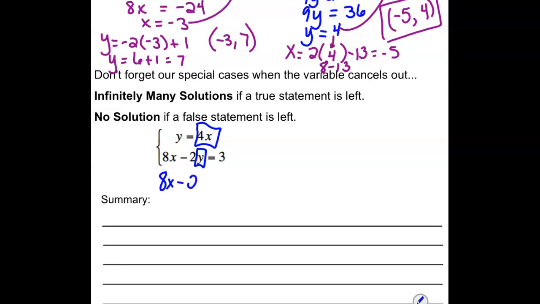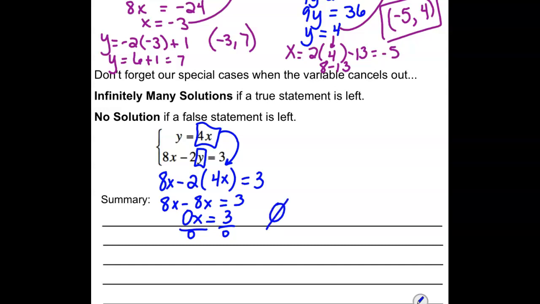We have 8x minus 2 times what I'm dumping in equals 3. We're plugging in a 4x. And when I do this, I get 8x minus 8x equals 3. So 0x equals 3. And if I try to divide by 0, I can't. We aren't allowed to divide by 0. It's undefined. So there is no solution to this one.